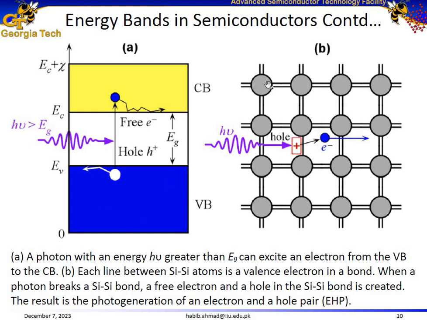In the semiconductor crystal lattice, we say that if the thermal energy or the light energy is enough to break this bond, now this electron is free to move around inside this semiconductor. And because of breaking of this bond, it leaves behind a vacancy. And that vacancy is called a hole.